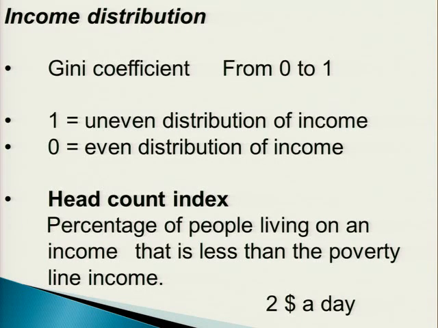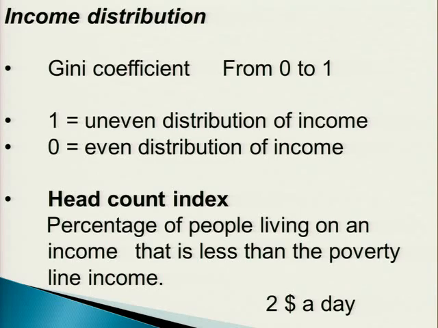If it's nearer to 1, it shows us that the income is unevenly distributed in a country. If it's nearer to 0, it shows that we have evenly distributed income in a specific country. Right. Now, how do we look at these things?